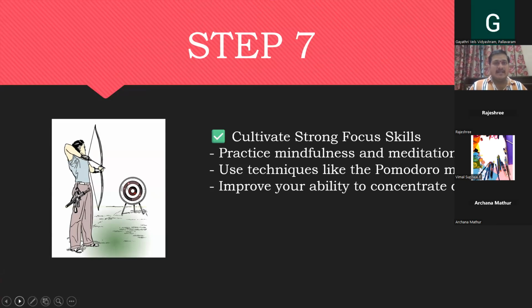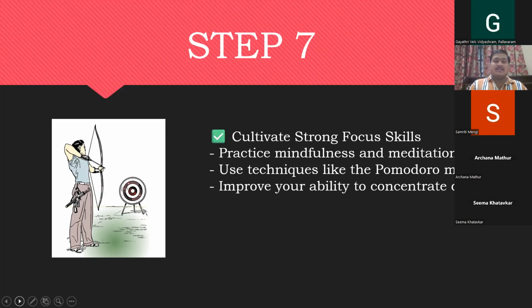Practice mindfulness and meditation. We have to motivate children to do meditation, at least in school, after the assembly, before you start your first period. Let them meditate for 5 to 10 minutes. That is very good. Apart from that, to stay focused, there is a method called the Pomodoro method. I will also show you the video on what the Pomodoro method is. Improve your ability to concentrate. Concentration skills. Prayers also help to improve the concentration of the students.